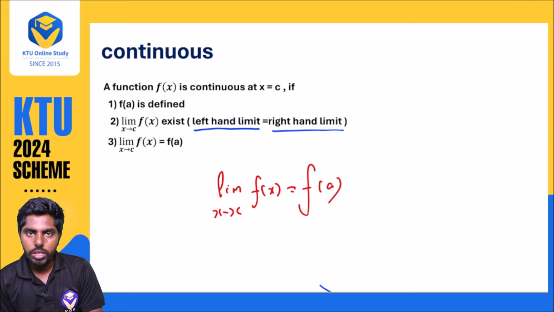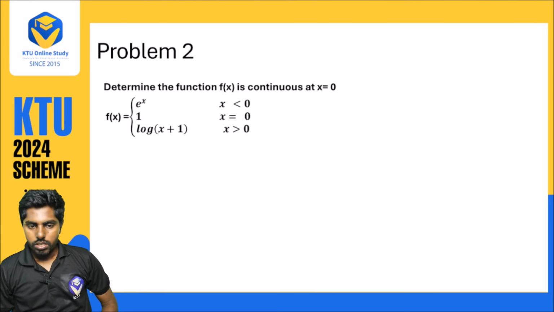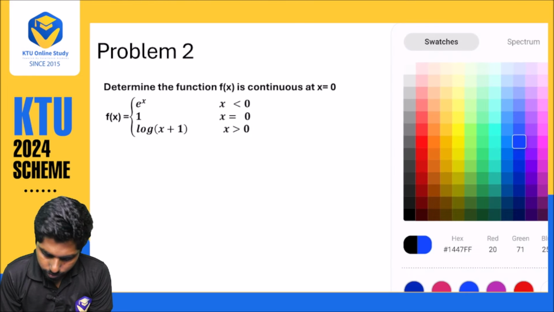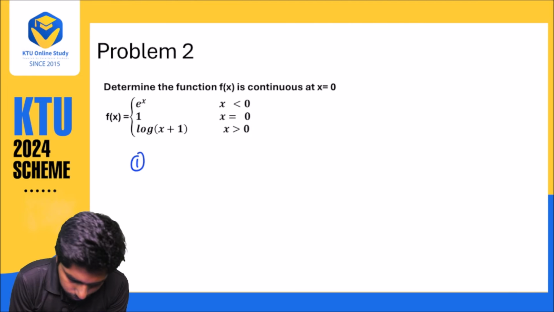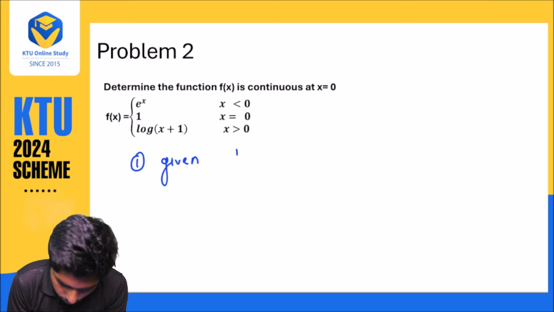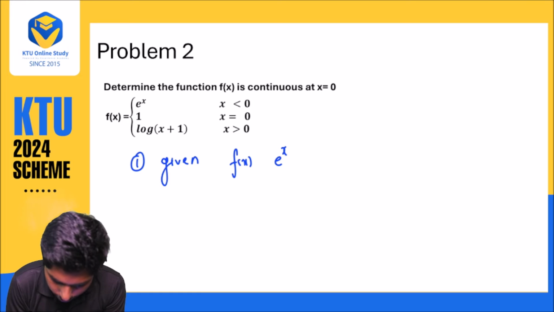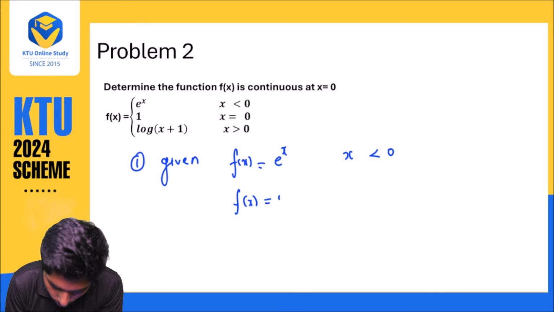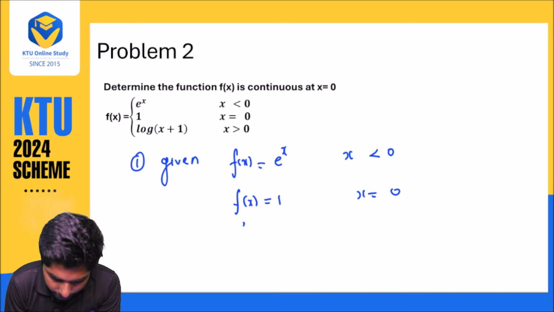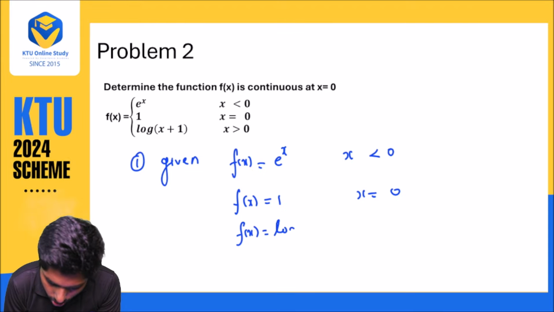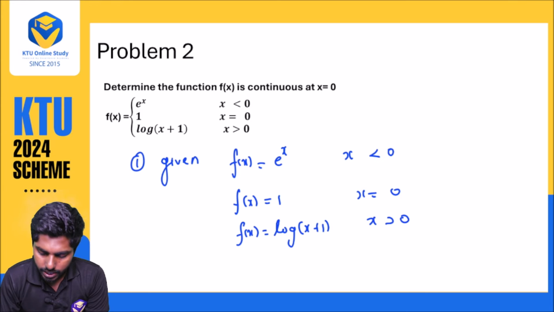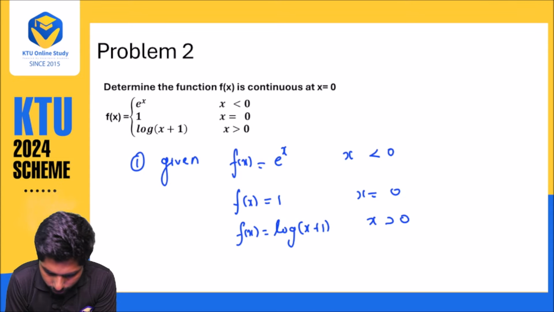Now we will move on to problem number 2. What have they given? Just write the given. Given f of x is equal to e power of x when x is less than 0, and f of x is equal to 1 when x is equal to 0, and f of x is equal to log x plus 1 when x is greater than 0. Just draw the line. When you draw the line, you will get clarity.